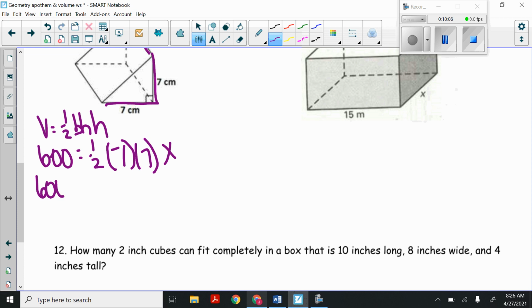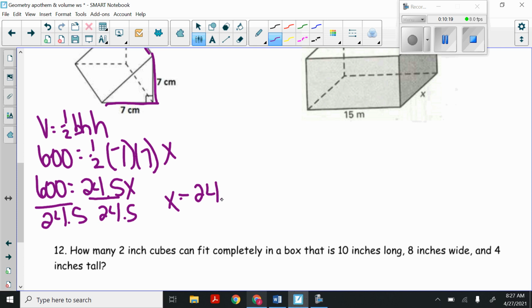So I have 600 equals, 7 times 7 is 49, half of 49 is 24.5x. I'm trying to get x by itself, so I'm just going to divide both sides by 24.5. And I find that x is equal to 24.5 centimeters. So our height was 24.5 centimeters.